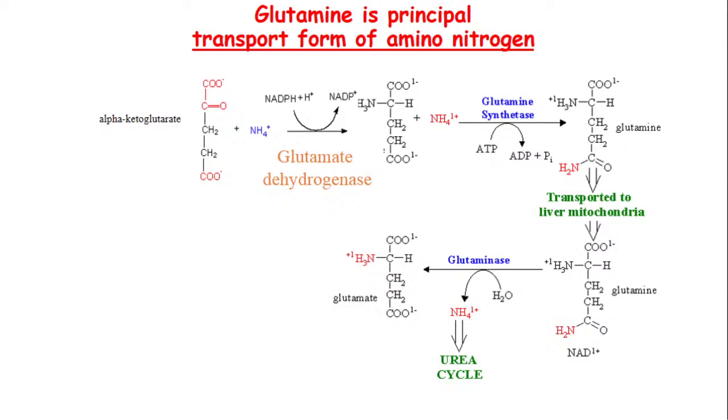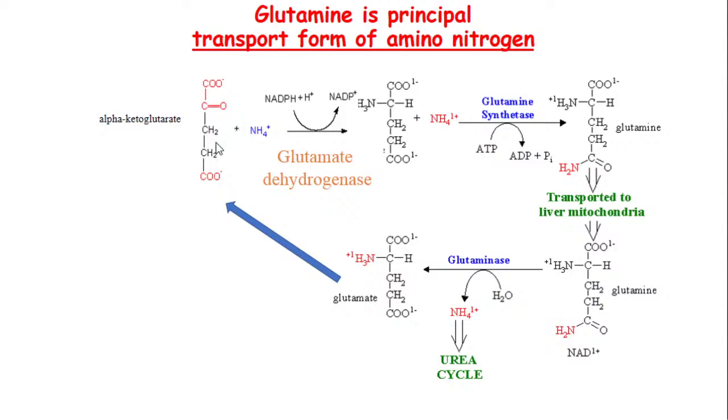This glutamine can be transported to liver, where it will be cut by the action of liver glutaminase. It is present in liver mitochondria. And after this, free ammonia can go to the urea cycle for the synthesis of urea. The glutamate that is released from the glutamine can after this be oxidatively deaminated by glutamate dehydrogenase and returned to alpha-ketoglutarate.